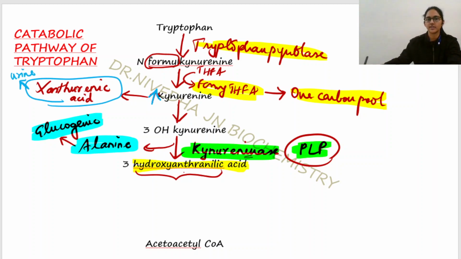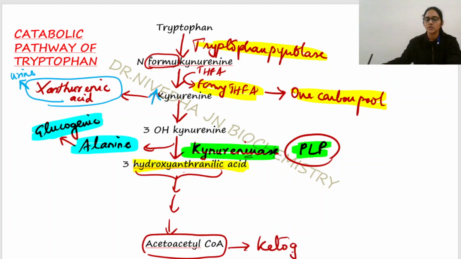Now this 3-hydroxyanthranilic acid, after a series of reactions, becomes acetoacetyl-CoA. Because of this synthesis, tryptophan becomes ketogenic. So now tryptophan is both glucogenic and ketogenic, because it releases alanine and also acetoacetyl-CoA. And it becomes one donor of 1-carbon pools by forming formyl THFA. Understood? Now this is one major catabolic pathway of tryptophan.